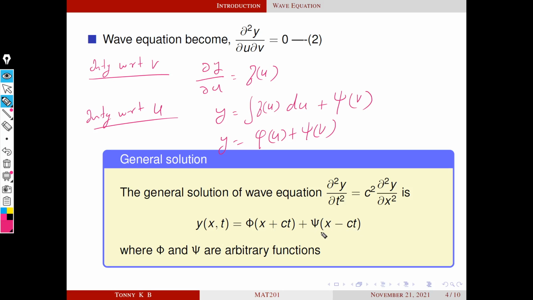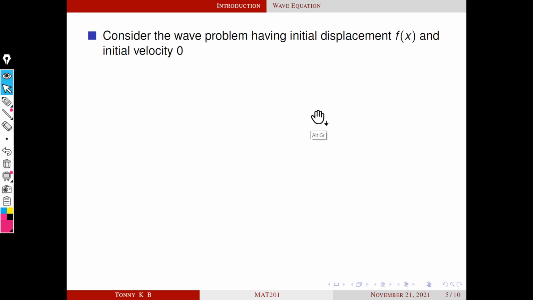So this is called the general solution of the wave equation, because this solution involves two arbitrary functions. Okay, so this solution is called the general solution of the wave equation. Next we have to find the particular solution. We can find the particular solution by applying two initial conditions on this solution. To find the particular solution, we have to apply these two initial conditions on our present solution.